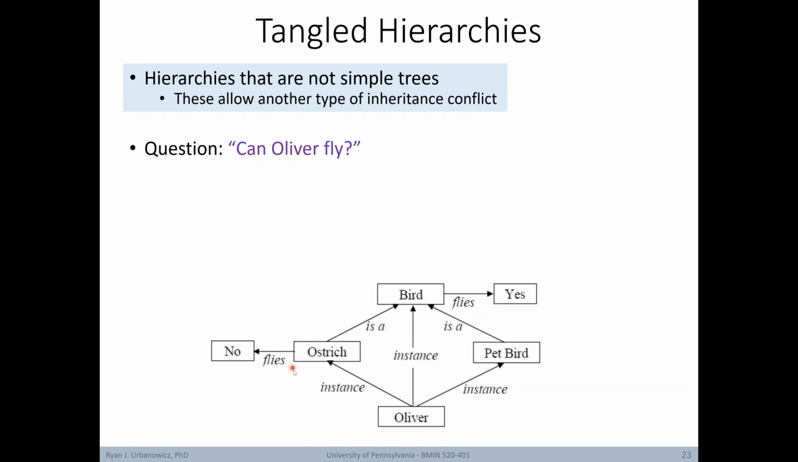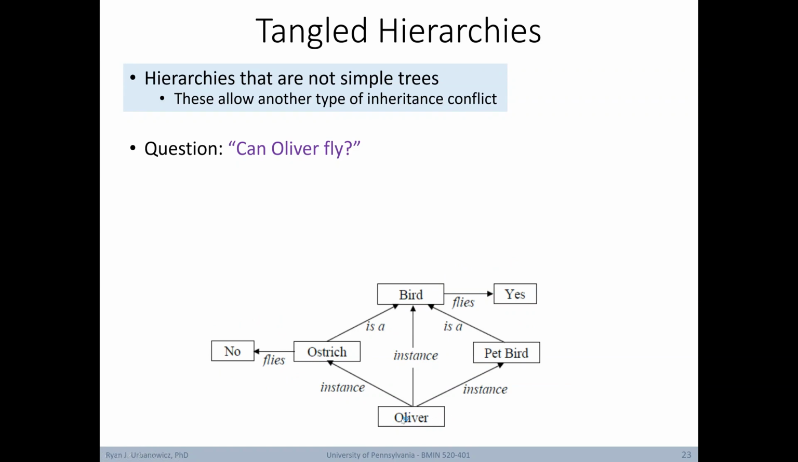On the left we have ostrich, which cannot fly. But up at the top we have a bird which generally can fly. So now our question is, can Oliver fly? Well, if Oliver inherits everything, obviously we get a conflict, where we think Oliver both flies and doesn't fly.